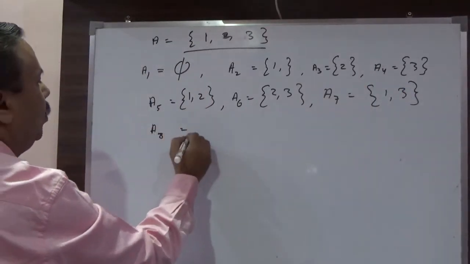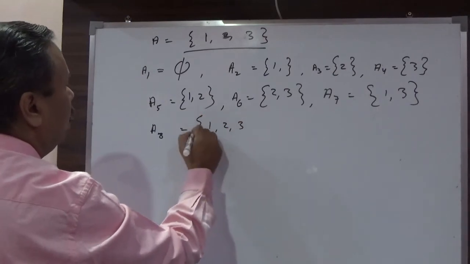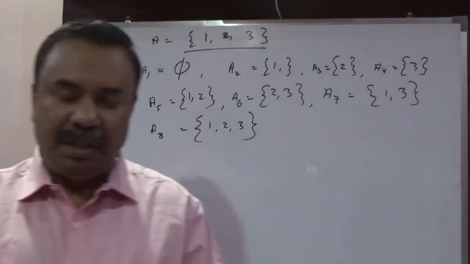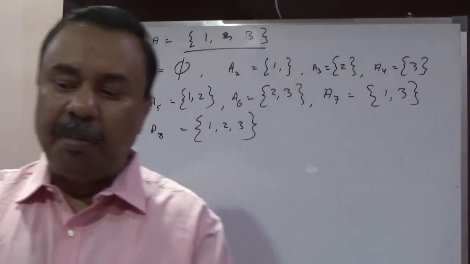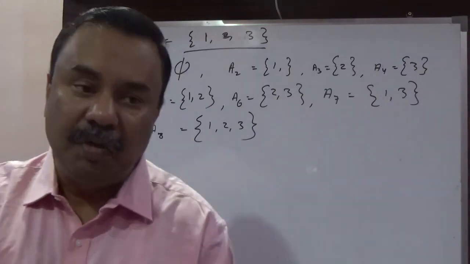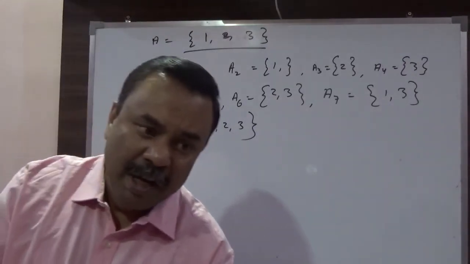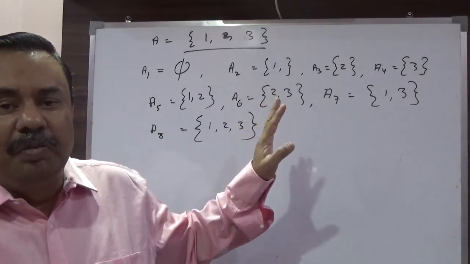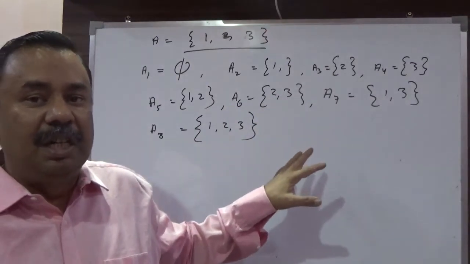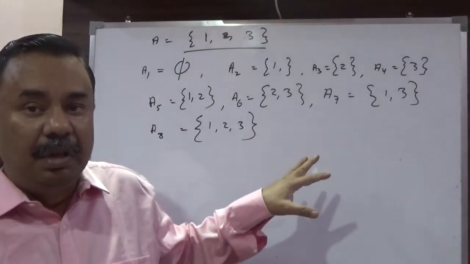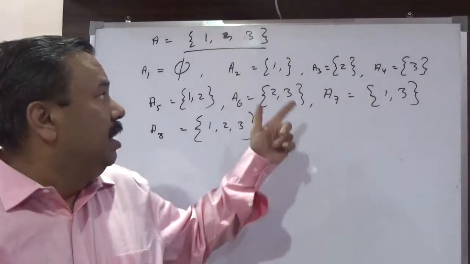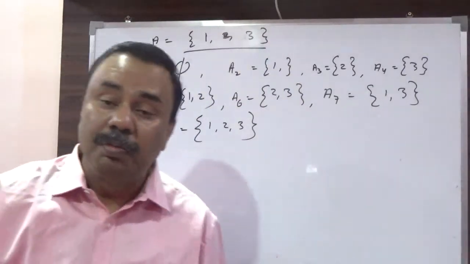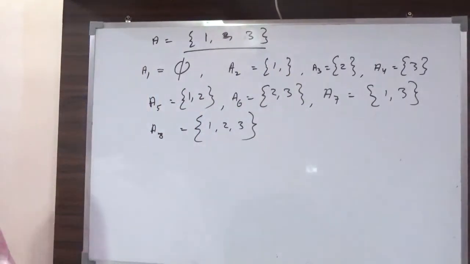And A8 will be equal to {1, 2, 3}. That is the set itself. Remember, each number is divisible by itself, each number is a factor of itself, and each number is a multiple of itself. Similarly, in this case we say that each set is a subset of itself, and each set is a superset of itself. That is also true.